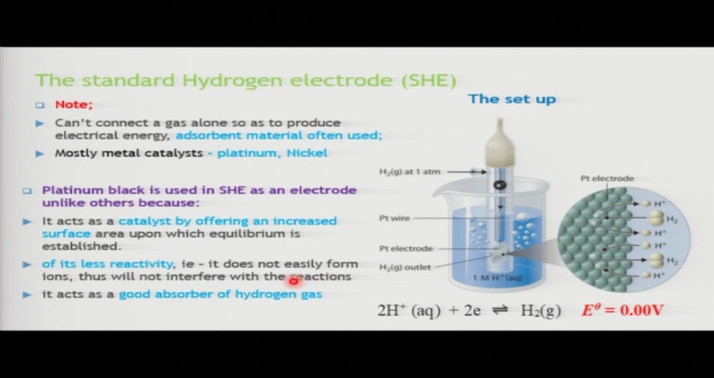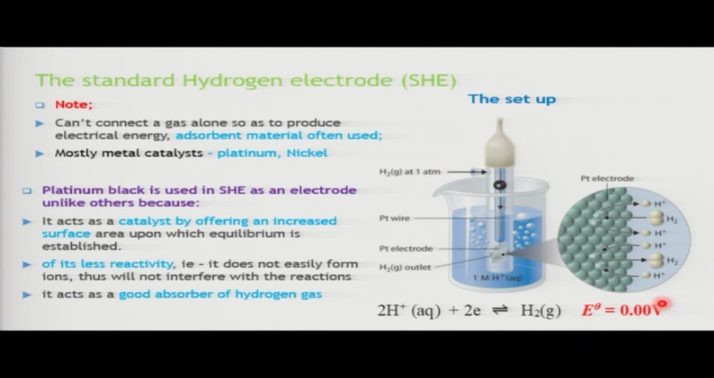So it will not disrupt this equilibrium, meaning it will not gain electrons or lose electrons in the process. And it is a good adsorber of hydrogen. But the prominent are these two: increased surface area and its less reactivity. So this is now the makeup of the SHE.